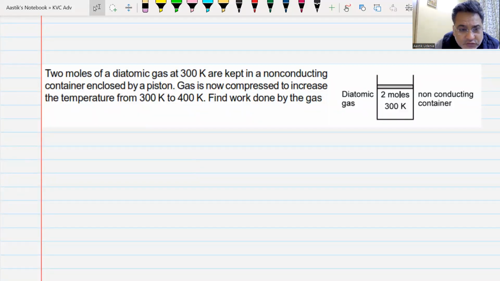This is the next question. 2 moles of a diatomic gas at 300 Kelvin is kept in a non-conducting container enclosed by a piston. The gas is now compressed to increase the temperature from 300 Kelvin to 400 Kelvin. Find the work done by the gas.